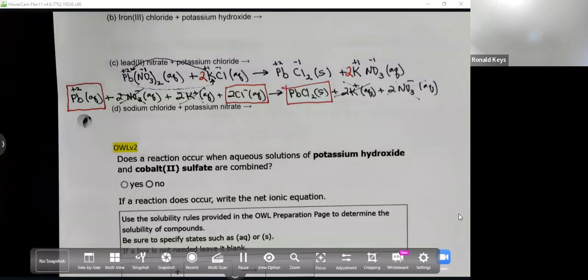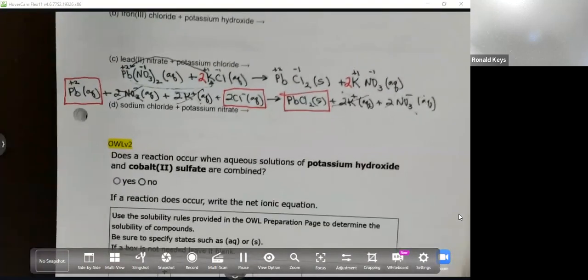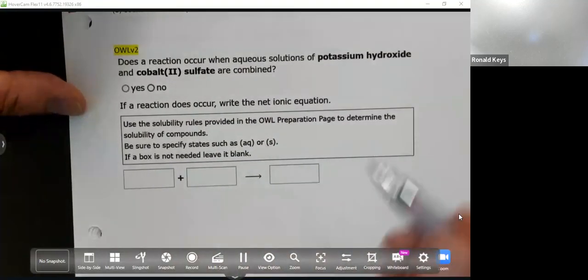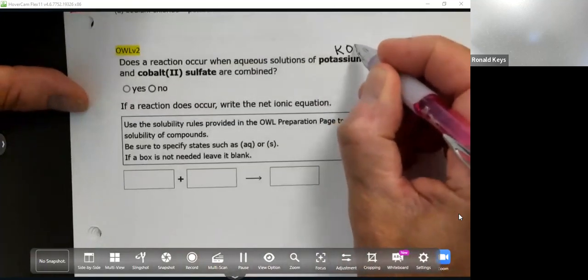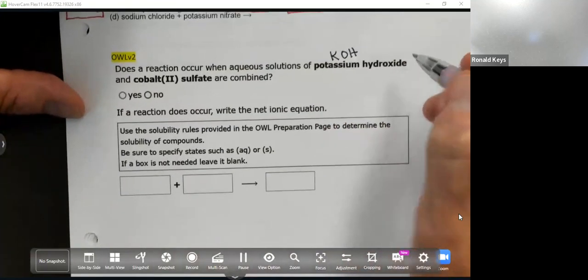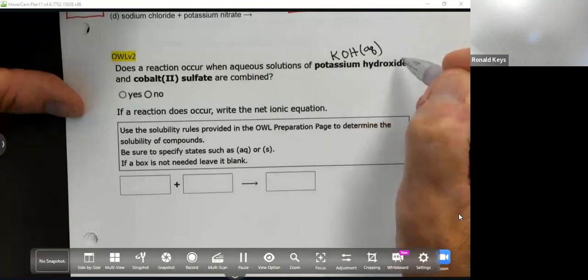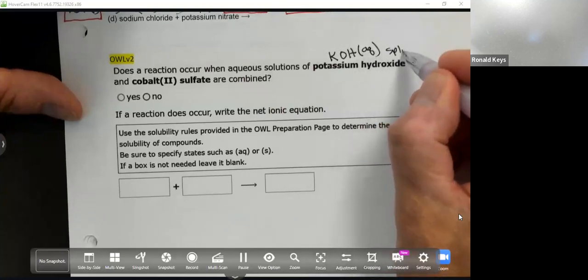All right. Another OWL question. Lots of OWL questions, but this is pretty much going to get us through OWL part 1 for chapter 3. Does a reaction occur? Potassium hydroxide, KOH, aqueous, is it going to split? For sure, starts with potassium, right? Split.